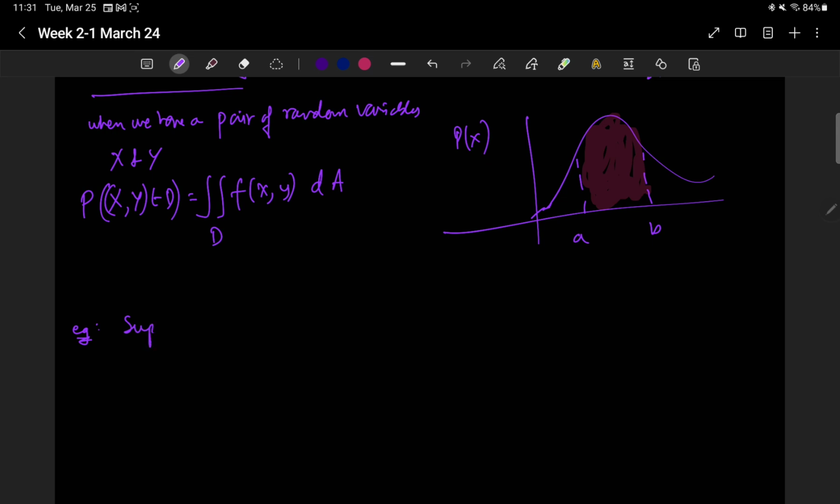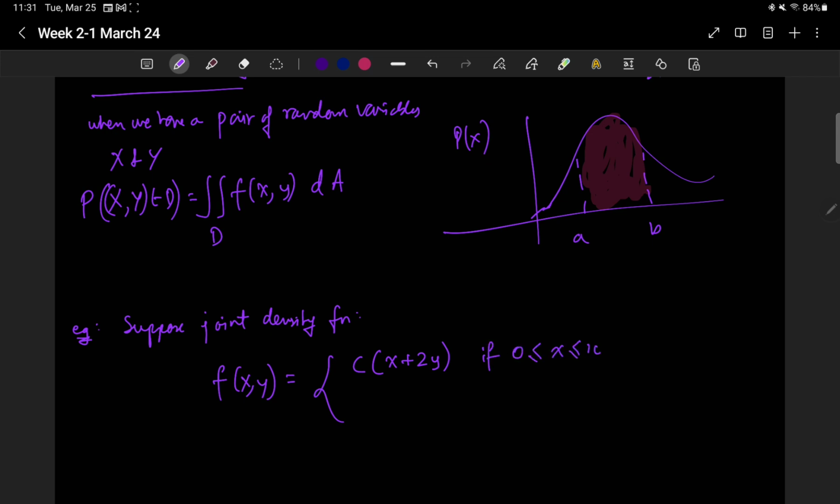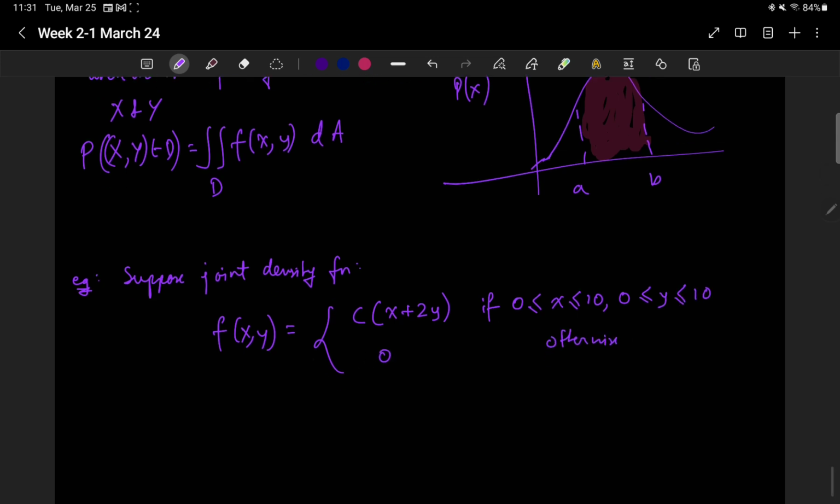Suppose the joint density function is given by f of x, y equals C times x plus 2y if x is between 0 and 10 and y is between 0 and 10, and 0 otherwise. So what is this saying? Let's take a moment to understand what this is saying.